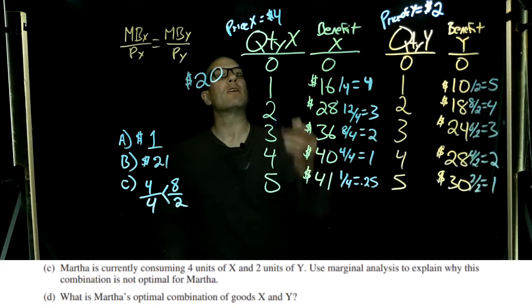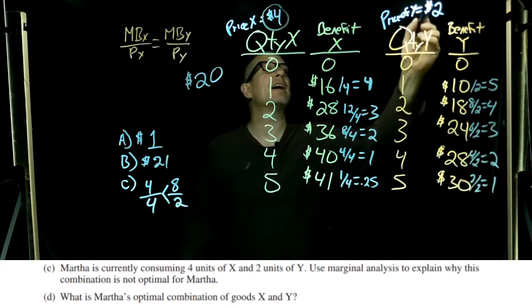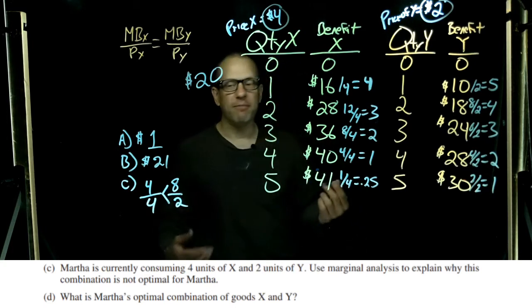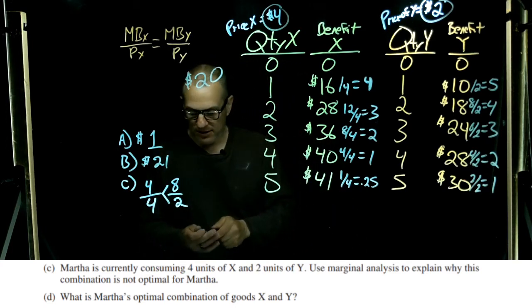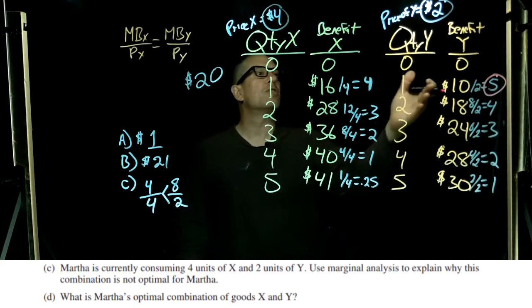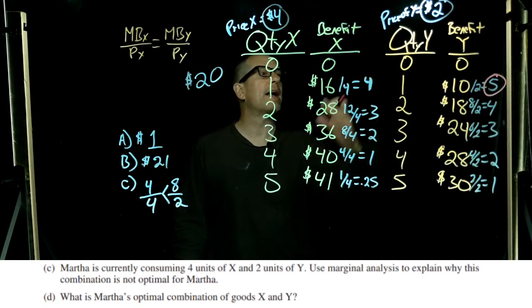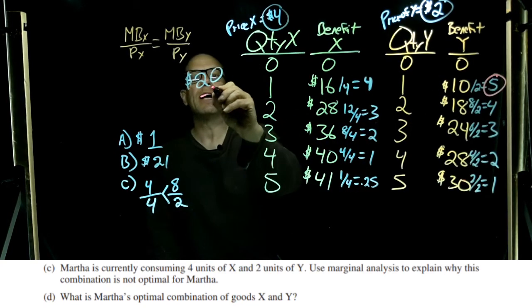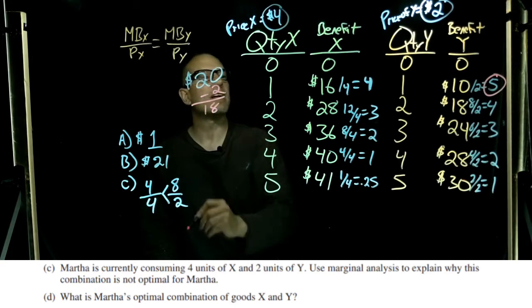So at $20, if the price was $4 for good X and $2 for good Y, I would receive my greatest amount of satisfaction per dollar if I chose this to consume first, the Y unit to consume first here. At that point, that's going to cost me $2, so I would have $18 left.